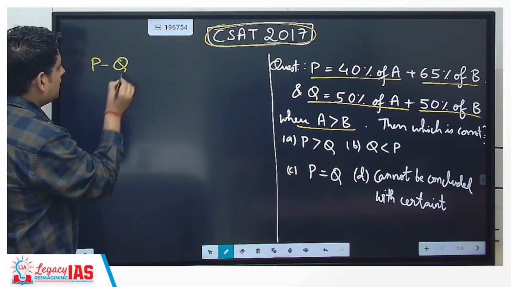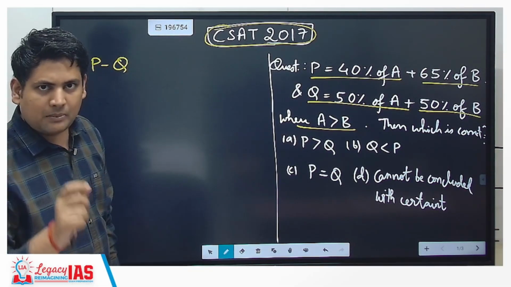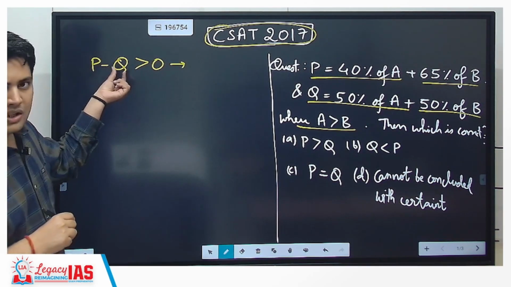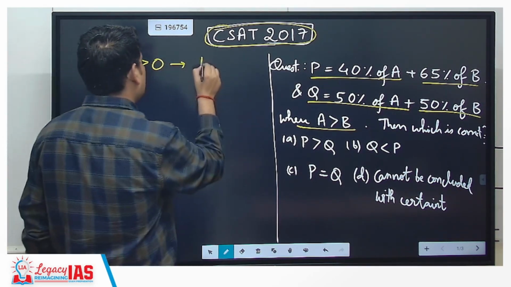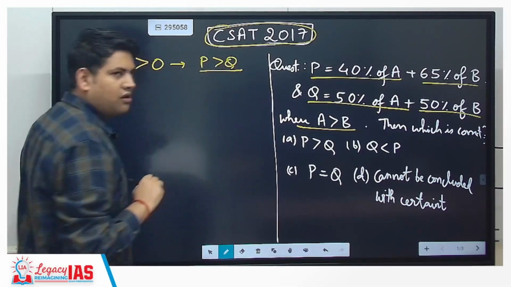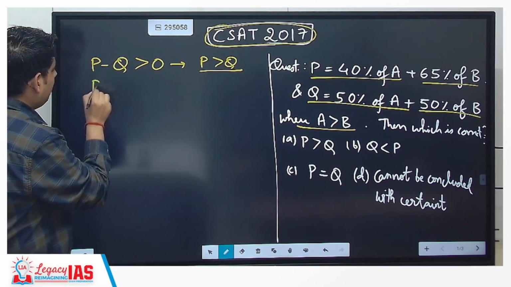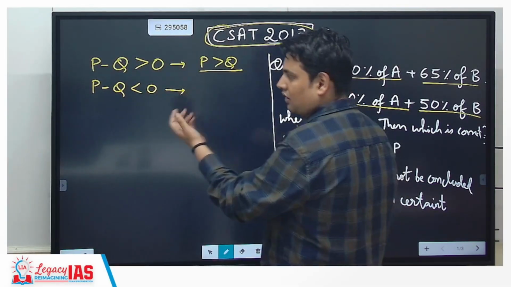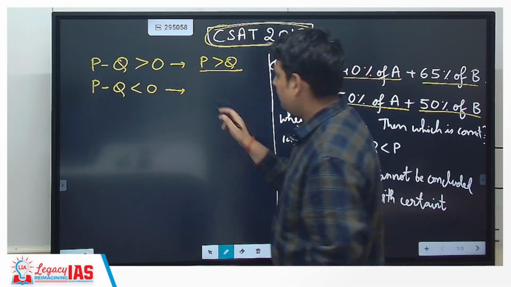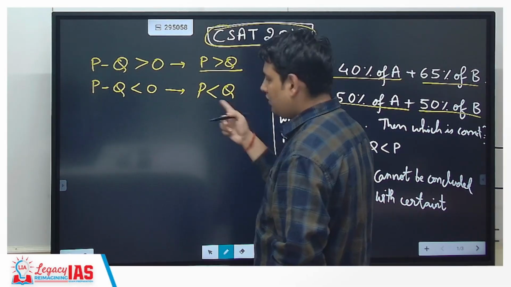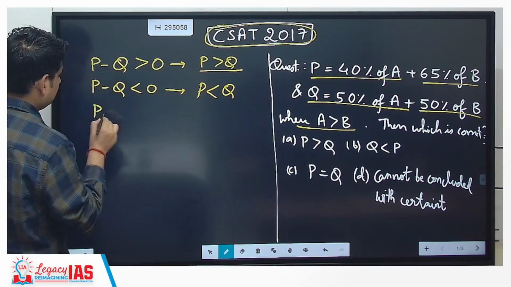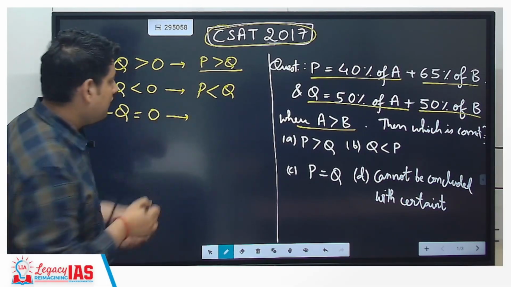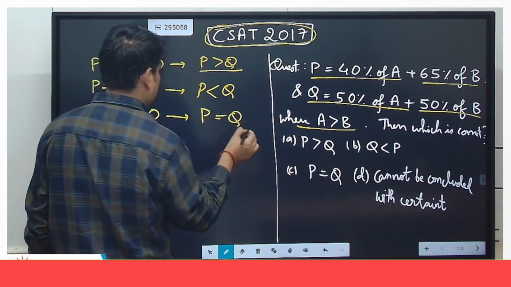See, if I find out P minus Q and it comes out to be greater than 0, what can I say? Q is in subtraction here, I can send it there. What I'll get is P is greater than Q. Correct? Similarly, if I get P minus Q is less than 0, again I'll send Q here. From minus it will become plus, just like we do in equations. So this will become Q is greater than P. Last is P minus Q equal to 0. Now I send Q from here to here, what I get? P is equal to Q.